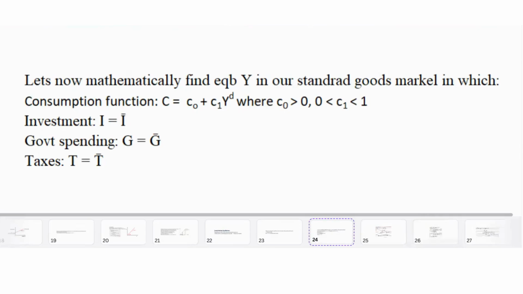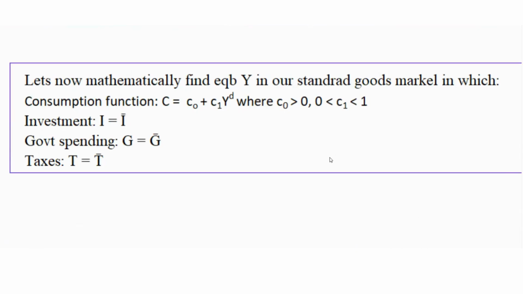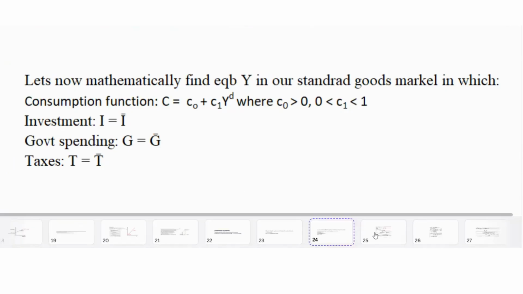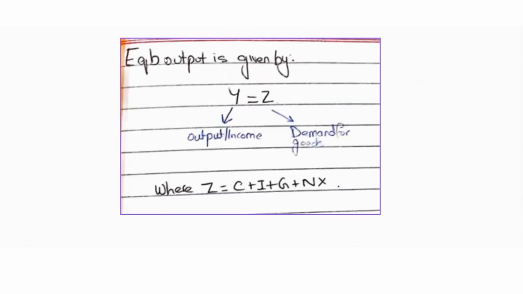So let's now mathematically find equilibrium Y in our standard goods market model, in which we have a linear consumption function, and investment, government spending, and taxes are taken as exogenously given. So like we said, equilibrium output is given by the goods market equilibrium condition Y is equal to Z, where Y is output or income, Z is total demand for goods or aggregate demand, and Z is made up of C, I, G, and NX.